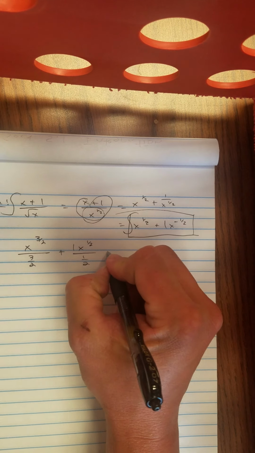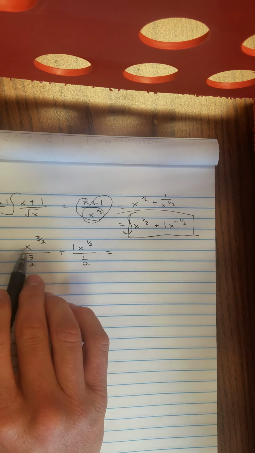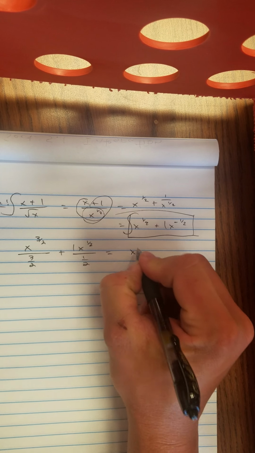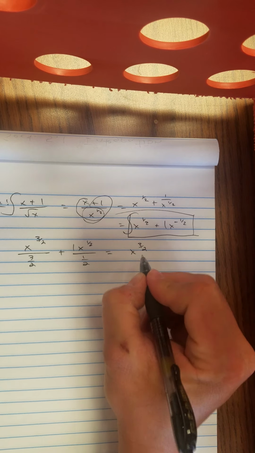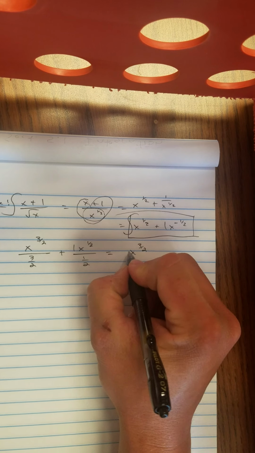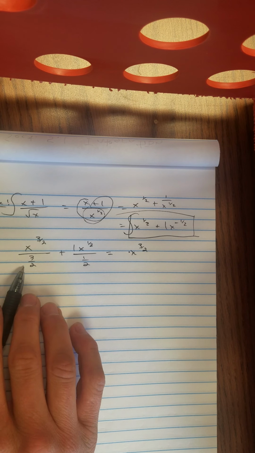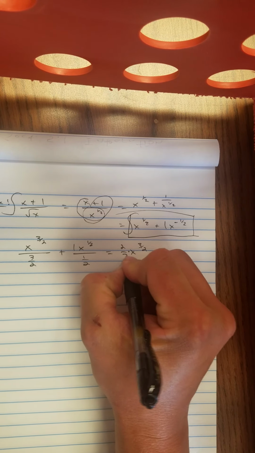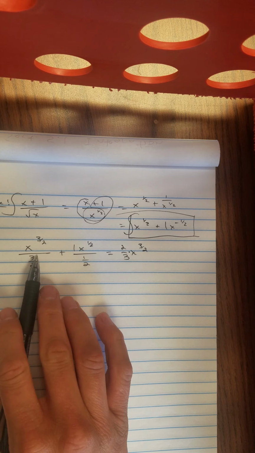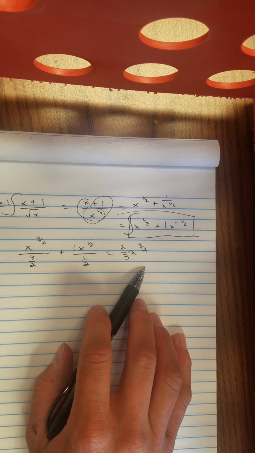So what this becomes, if you think about it, it's x to the 3/2 power. Instead of dividing, it's going to be multiplying by the reciprocal. So what's the reciprocal of 3/2? That would be 2/3. So that becomes 2/3 x to the 3/2.